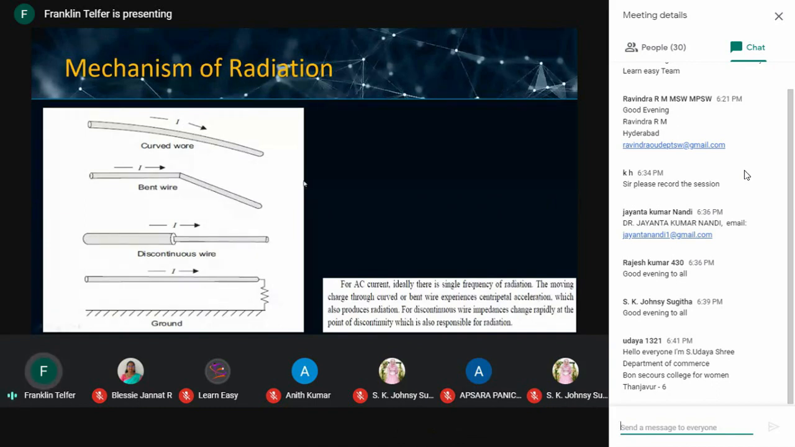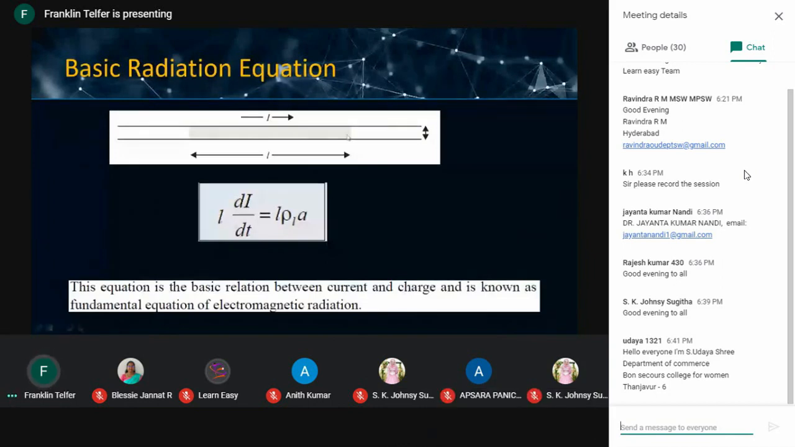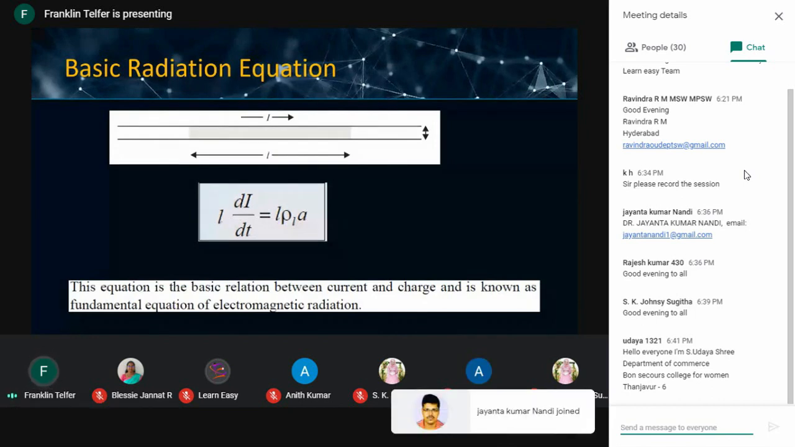So the mechanism of radiation, this is the core concept. Next one, the basic radiation equation. What is the equation governing this? You can see here you have a length of wire, which is L, and some differential level, I. So the equation is given as L di/dt = L ρ A. It's an equation of acceleration and charge, and it's also a fundamental equation of electromagnetic radiation.